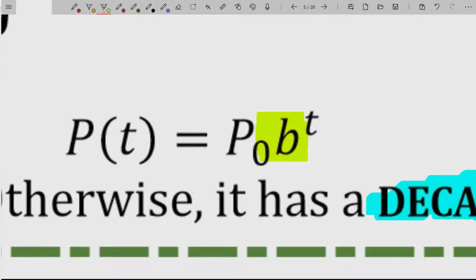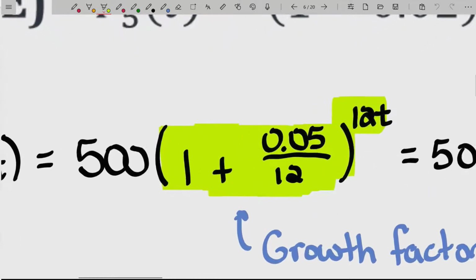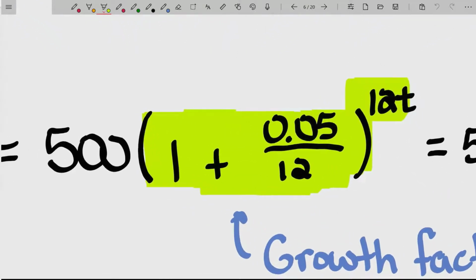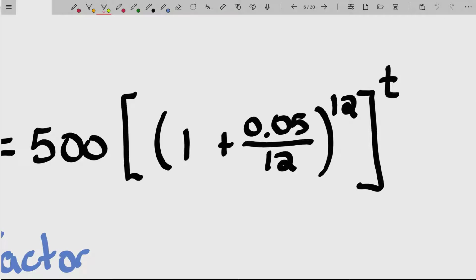That would be your growth factor, is what B is, if you could write it that way. So hopping back to our example here, I cannot say 1 plus 0.05 divided by 12 is the growth factor. That's not. I need the exponent to be t, not 12t. So I'm just going to use a little bit of my old school elementary algebra, or algebra 1, to rewrite it like this. This yellow highlighted piece is actually the growth factor.